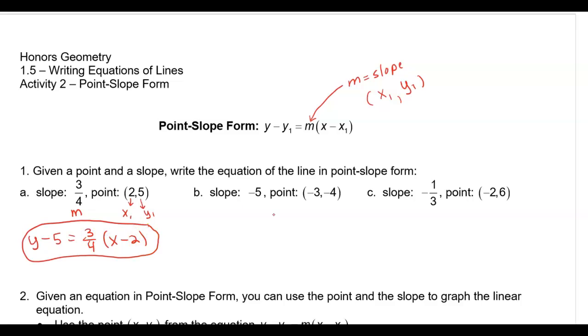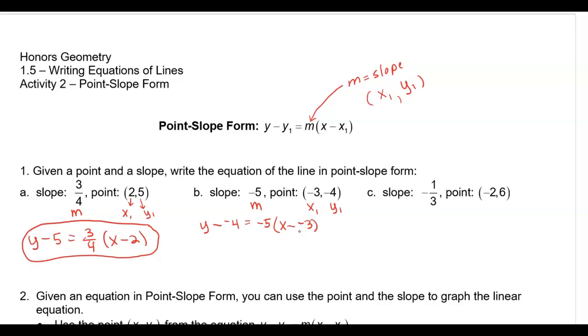Part B. Slope is -5. x sub 1 is -3. y sub 1 is -4. When you set this one up, you'll start with y minus, and then you'll have to put -4. Equals -5, because that's the slope, times (x minus -3).